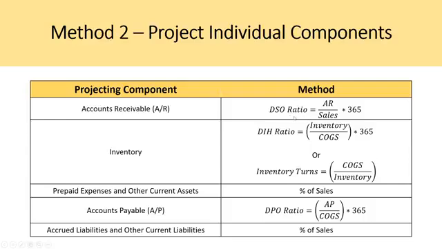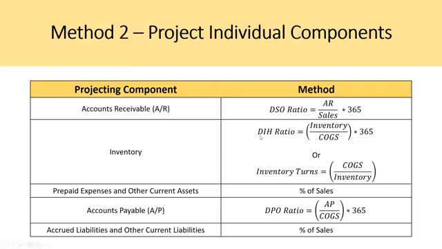And so really what you're doing is you're dividing the days sales ratio by 365, and you're multiplying that result by the projected sales to get your accounts receivable, which is projected for that respective year. And so that's what a lot of analysts do. They project their model so that they project the individual line items of accounts receivable.